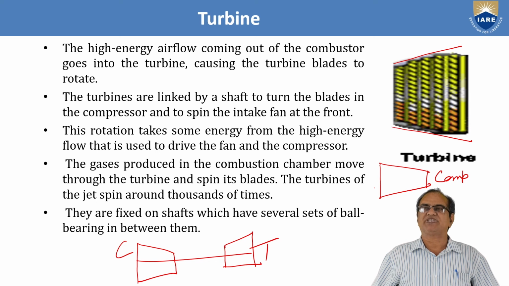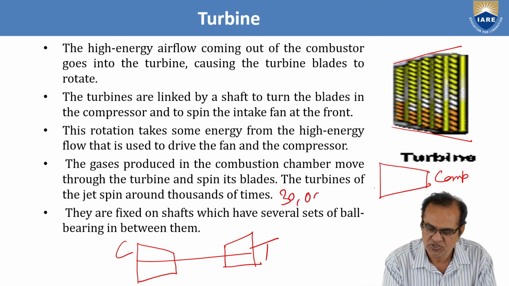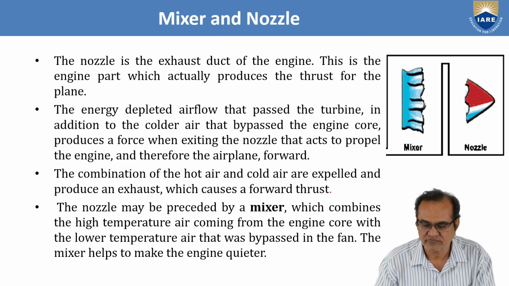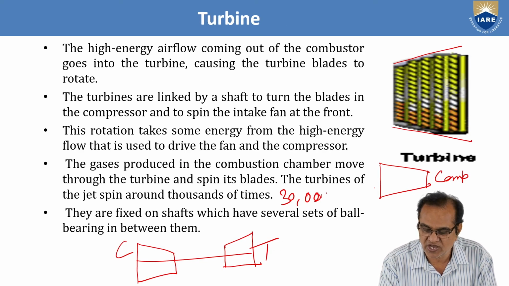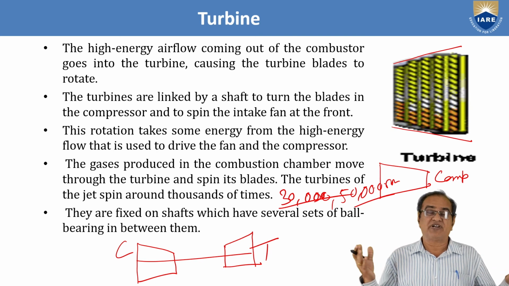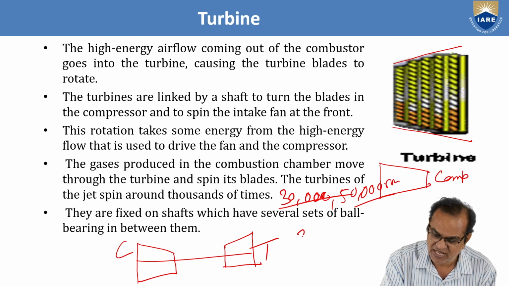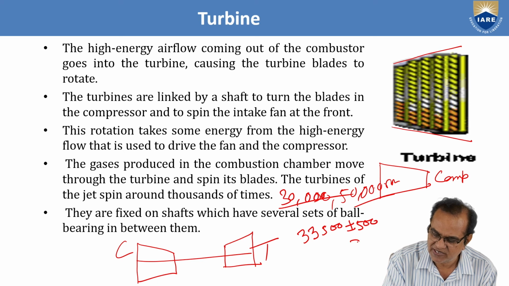The gases produced in the combustion chamber move through the turbine and spin its blades. The turbines of the jet spin around thousands of times. I told you that it may be 30,000 to 50,000 RPM. So this is the range in which I have worked. 33,500 for the Artust engine. It is 33,000, it is turbofan, 33,500 plus or minus 500 RPM.